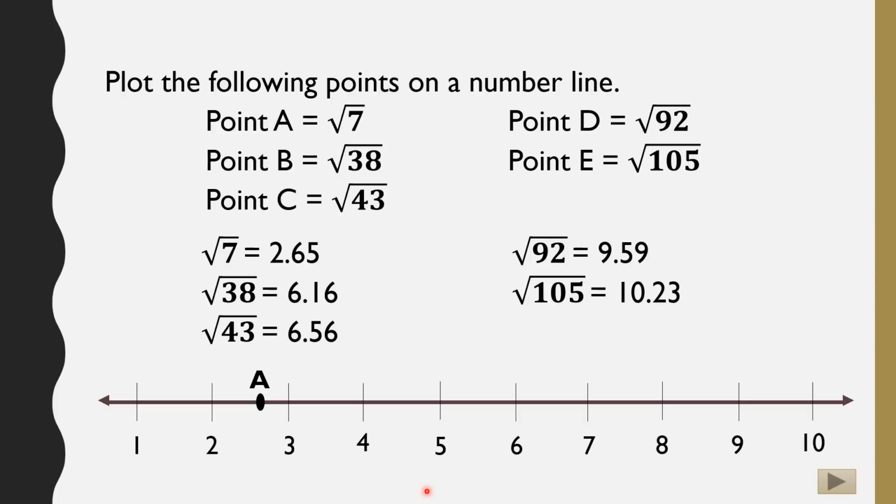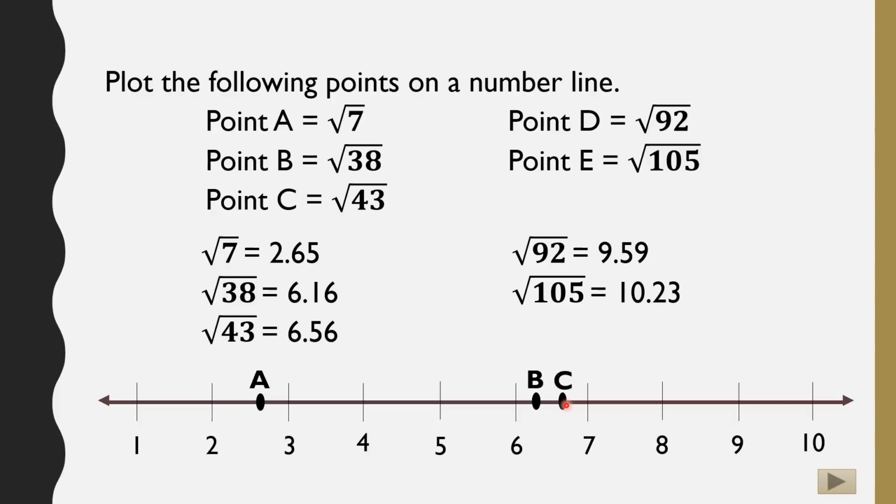Next, square root of 38, 6.16. So, lampas siya ng 6, pero hindi siya lampas ng 7. Pero dahil hindi umabot sa 50, yung 16, ibig sabihin, hindi dapat lalampas sa gitna ng 6 at 7 yung point. Katulad nito. And then, labelan natin as B. Next, square root of 43 is equal to 6.56. So, 6.56. Gitna pa rin ng 6 at 7. So, since 56, ibig sabihin, lampas siya ng kaunti sa gitna ng 6 at 7. So, dito natin ilagay yung point that is labeled as letter C.